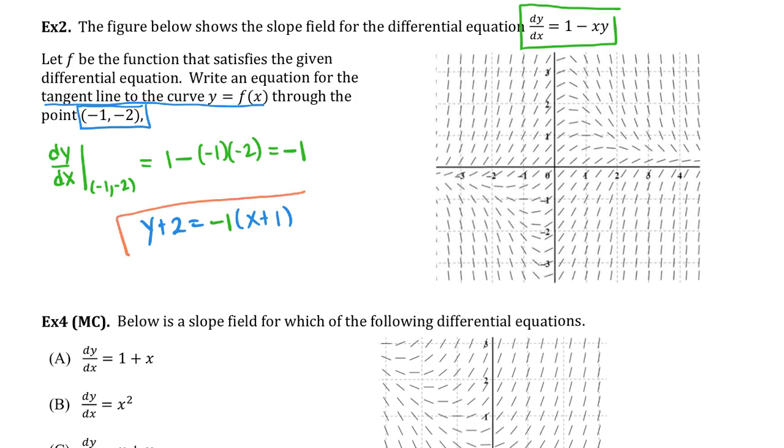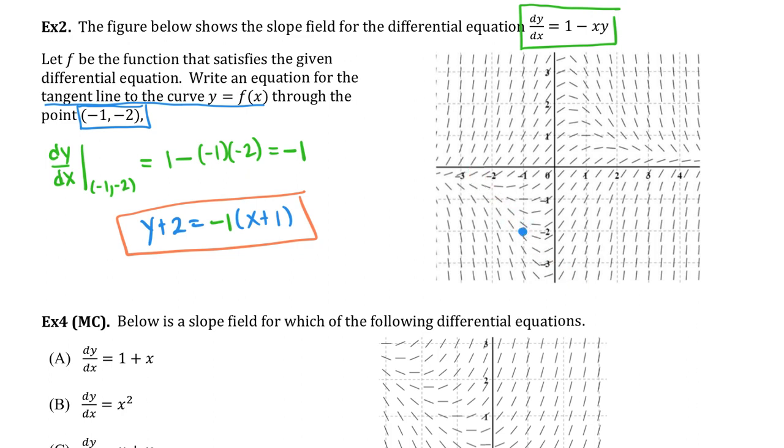I answered the question. Did I need the slope field? No. Is it fun to have it? It's fun to have it. Let's look at it, even though we didn't really need it. Okay, where's -2, -1? Or sorry, -1, -2 is right here. Okay, the slope of the tangent line is -1. So this tangent line is going something like this, which it looks like it could match.